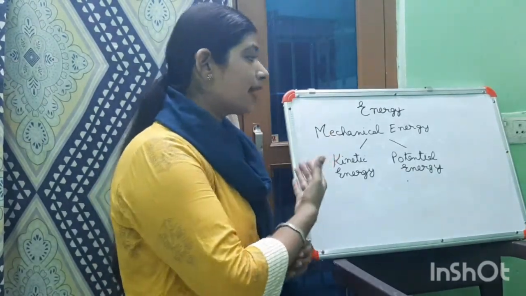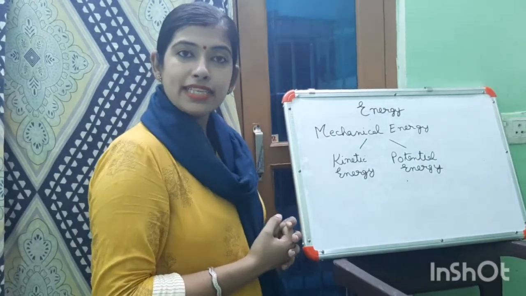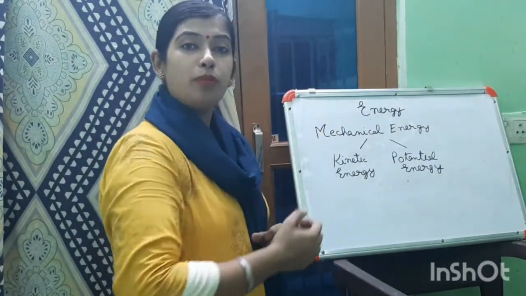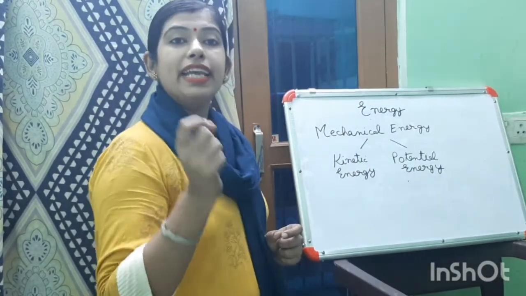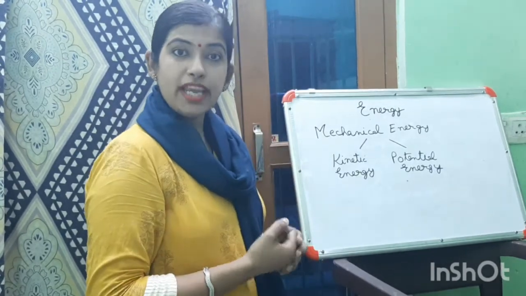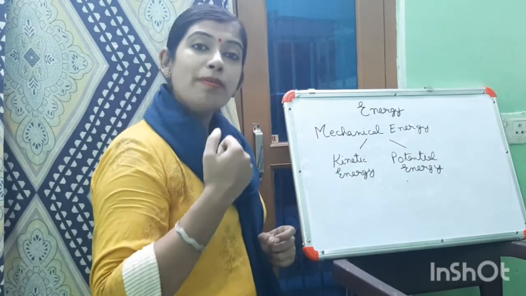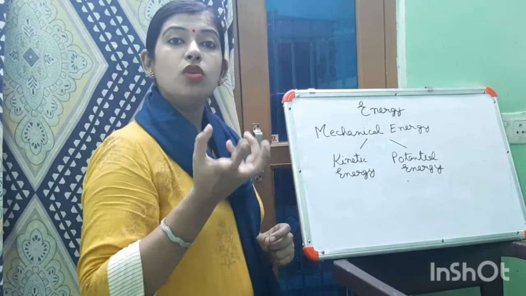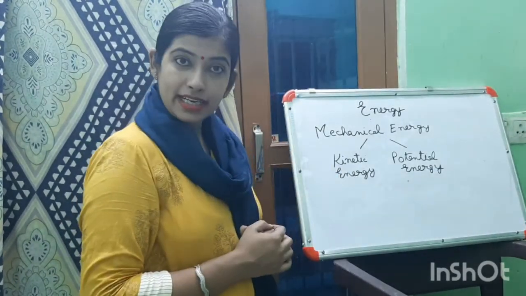Next is the mechanical energy. जो हमारे पास basically mechanical energy है, it is of two types, that is kinetic energy and potential energy. Kinetic energy क्या होती है? Kinetic energy is the energy possessed by the body by the virtue of its motion. Means कोई भी body अगर motion में है तो उसके motion के कारण जो उसमें energy आती है, that is known as the kinetic energy.